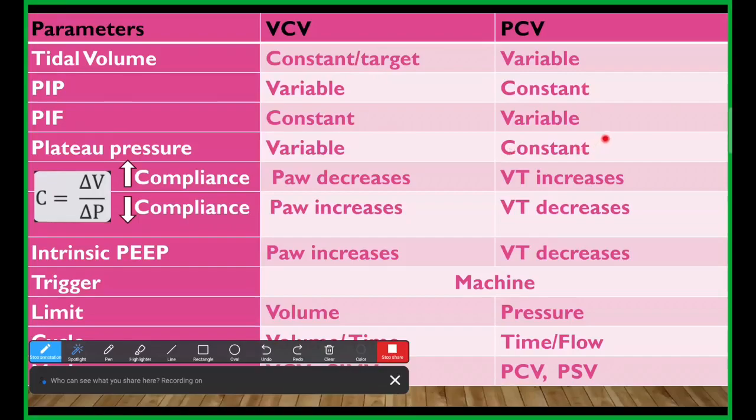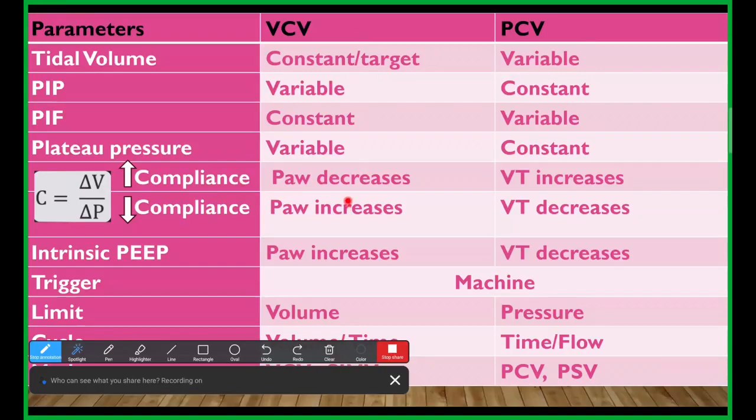So coming to the compliance. This is the formula for compliance. What is compliance? It is the change in unit volume due to the change in unit pressure. So compliance is directly proportional to the volume and inversely proportional to the pressure. When the compliance increases in volume control ventilation, your volume is always constant, so it acts on the pressure. Compliance is inversely proportional to your pressures. So when the compliance increases in volume control ventilation, airway pressure decreases, whereas when the compliance decreases, the airway pressure increases.